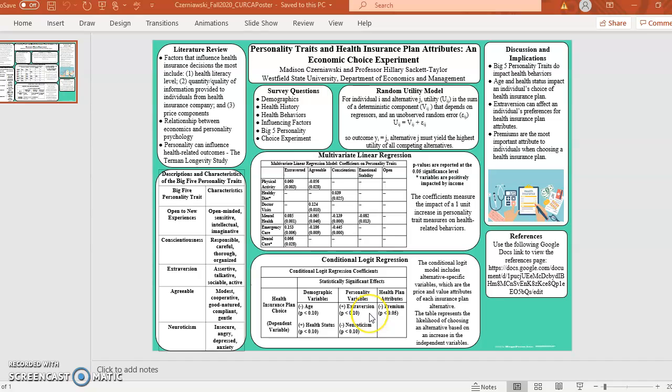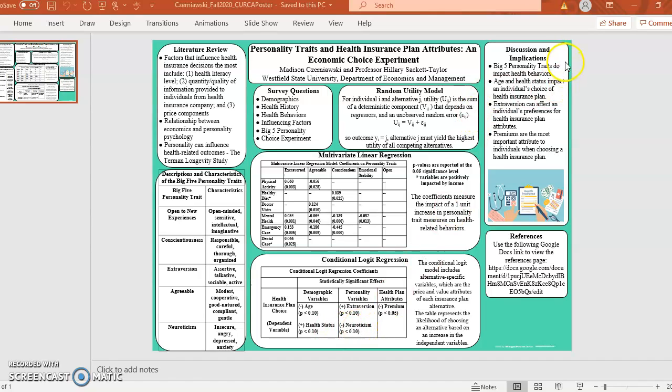And personality variables such as extroversion had a positive impact, while neuroticism had a negative impact, and the health plan attributes such as premium had a negative impact. So to interpret this, we would say that age, so older people were less likely to choose the plans we provided to them relative to having a no option. So they were more likely to choose a no option plan rather than a plan that we provided to them. Similar to health status, people who perceived themselves to be healthier were more likely to choose either plan A or plan B relative to no plan at all.